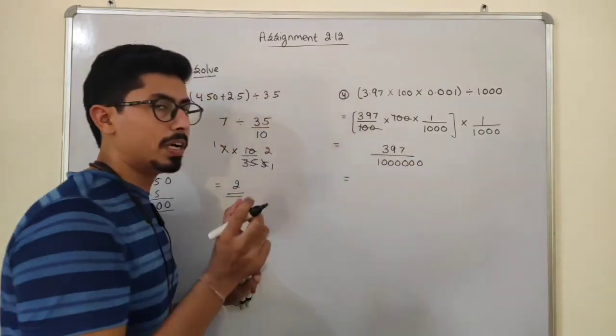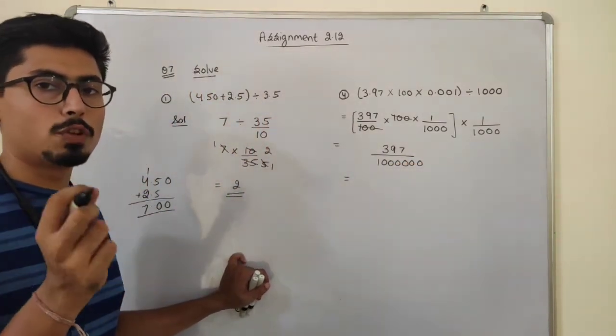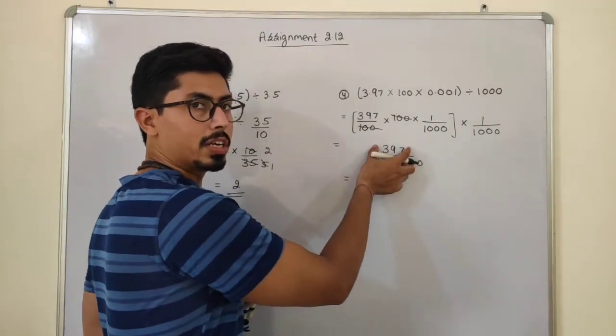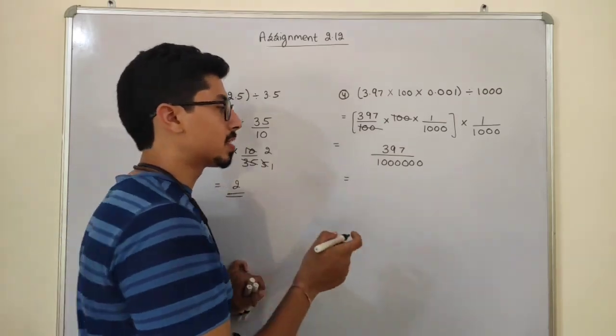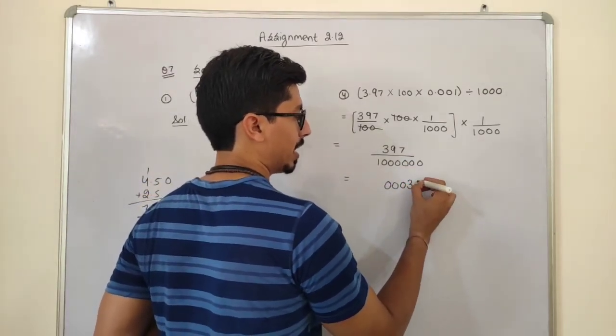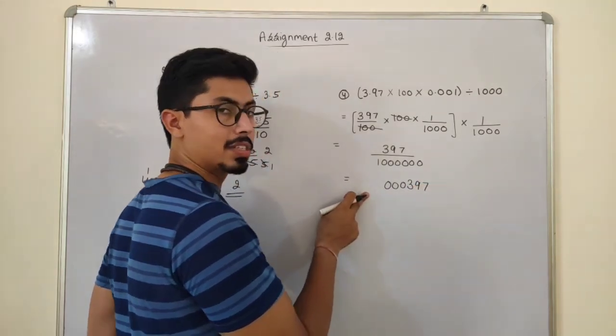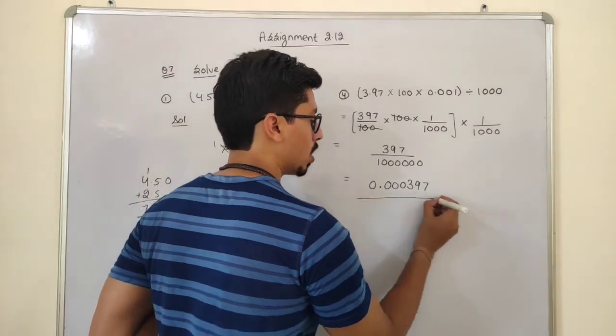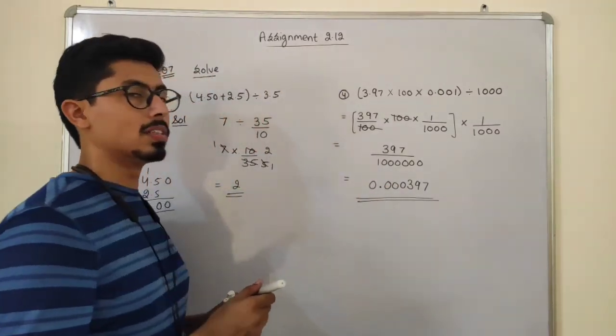Now in the denominator there are a total of 6 zeros. So I have to put the decimal before 6 digits. So 3 digits are already there. I have to put 3 more digits. So 0, 0, 0 and this 397. So 6 digits are there. Now you can put a decimal there and an extra 0. Now this is our required answer.